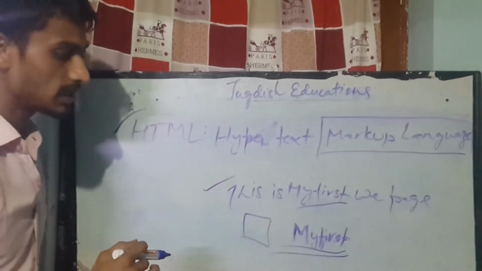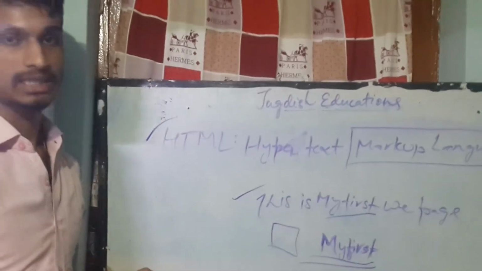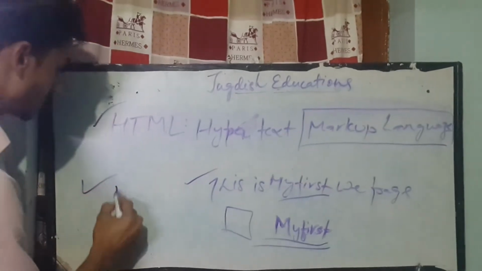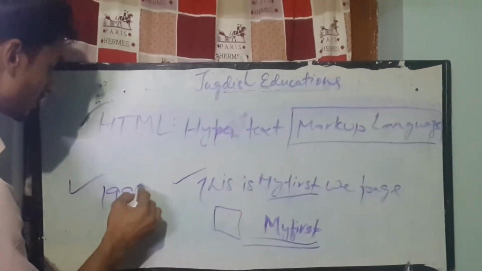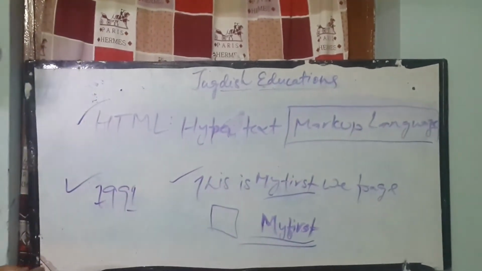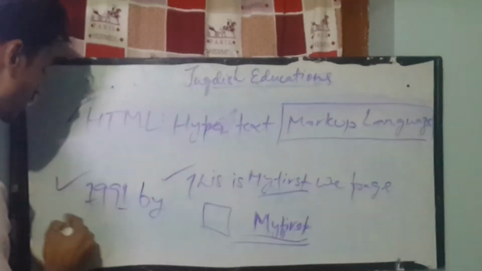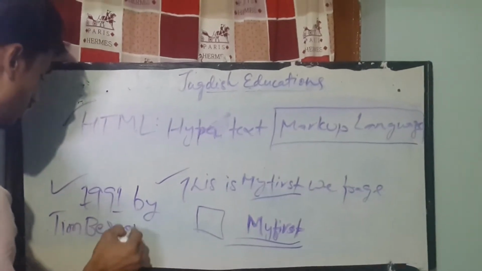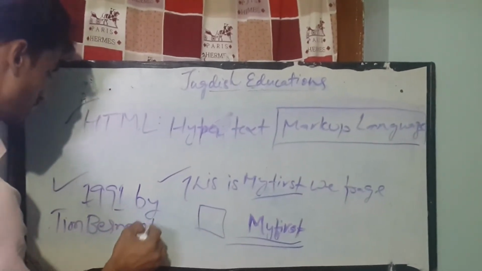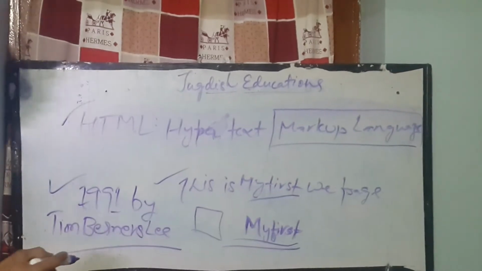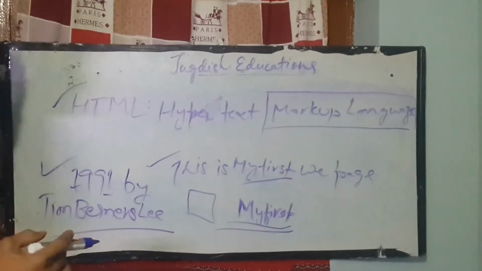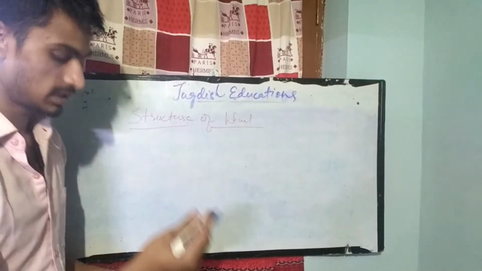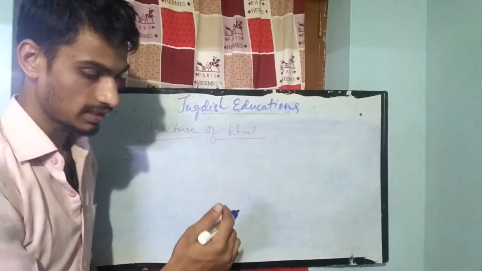Coming to the next one, when it came. It came in 1991. It was invented in 1991 by Tim Berners-Lee. He is the inventor of HTML and is the well-known father of the WWW, World Wide Web.